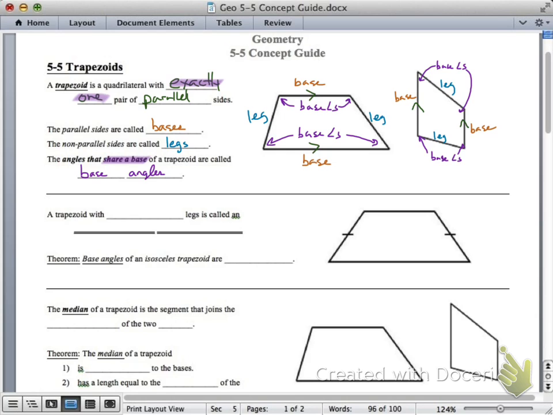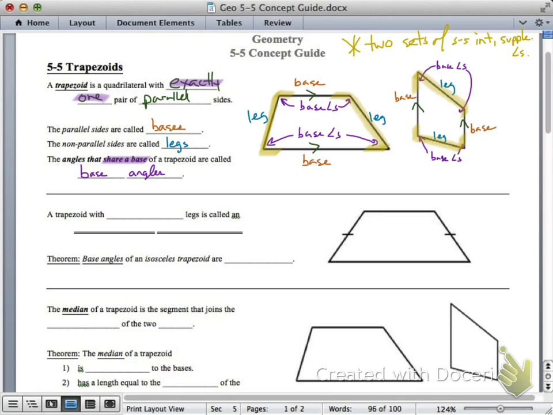Now, there is one very special type of trapezoid, and this is a very important part of our lesson. Oh yeah, I should go back here and remember that there are two sets of same-side interior supplementary angles because we have two parallel sides. So that's something that will help you get some answers right on some questions later on.